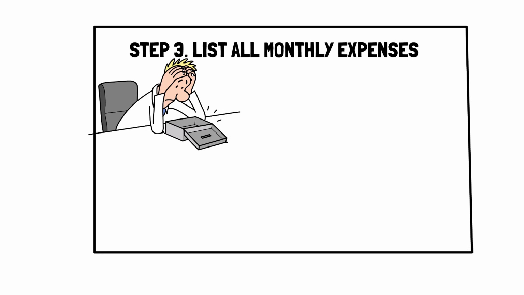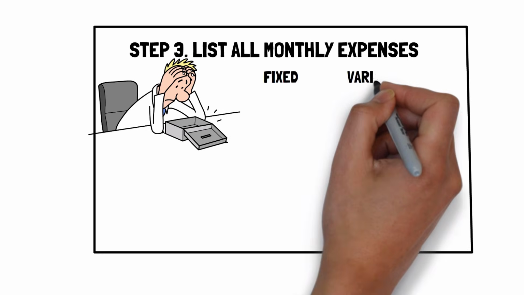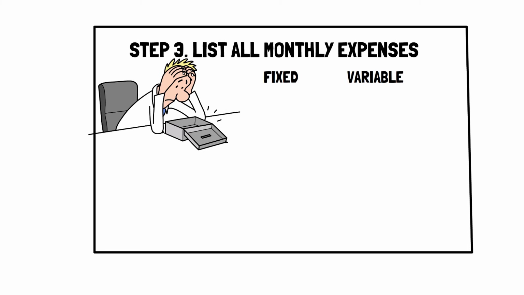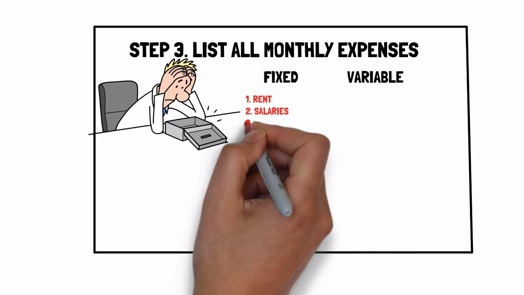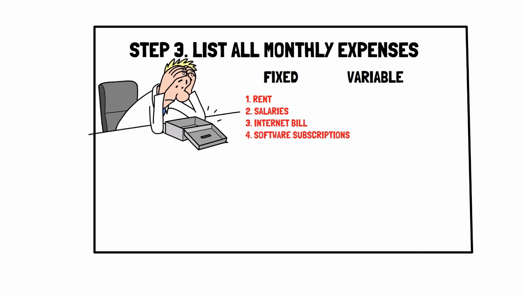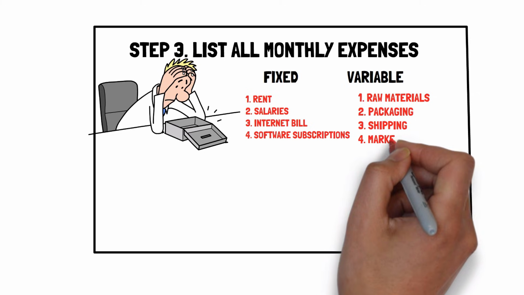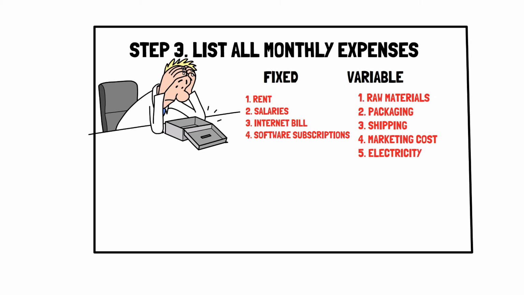To make it simple, divide your expenses into 2 parts, fixed and variable. Fixed expenses stay the same each month. Examples include rent, salaries, internet bill, software subscriptions. Variable expenses change depending on your sales or activity. Examples include raw materials, packaging, shipping, marketing cost, electricity if usage changes.